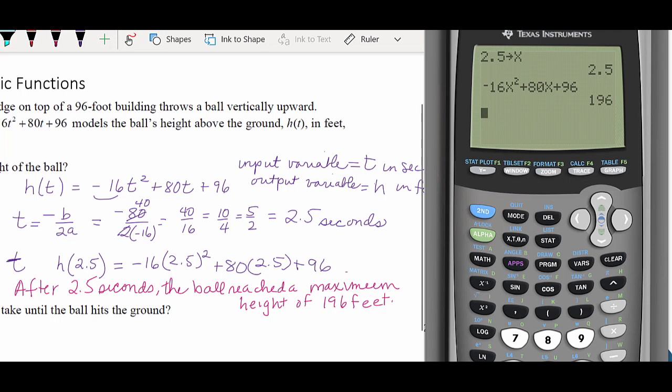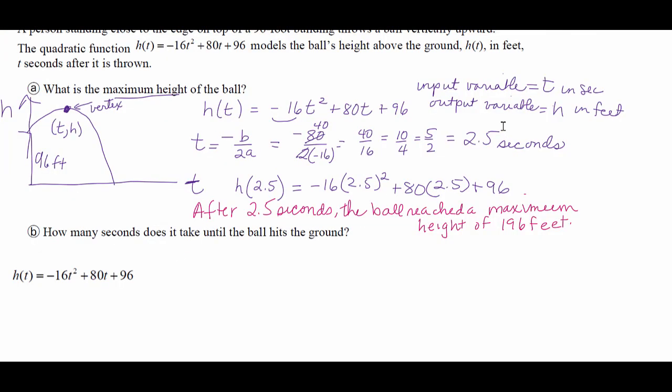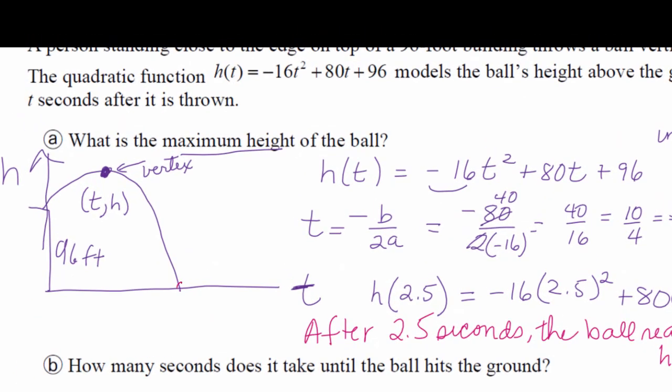Okay, let's go to the next one. Part B says, how many seconds does it take until the ball hits the ground? So now we're looking for a different point, aren't we? It's not the vertex anymore in our parabola. We're looking for the ball to come all the way to here, right?